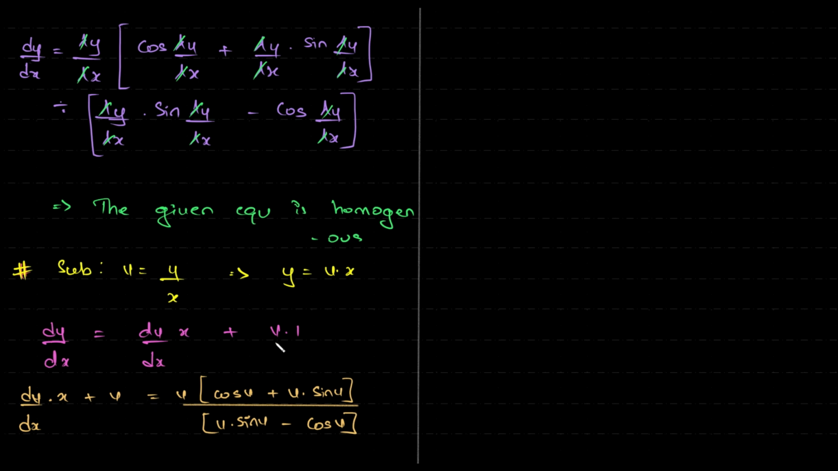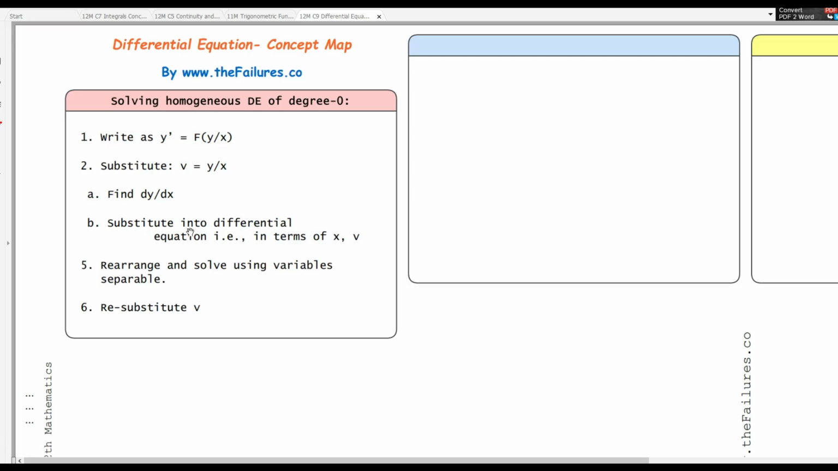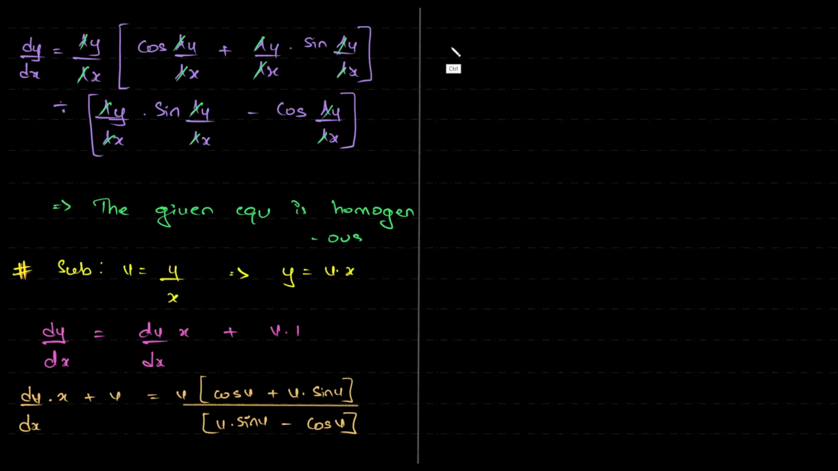Now we need to rearrange and solve using variable separable. So let's do that. So dv into x by dx is equal to, if I transpose v onto the right hand side, we need to take the LCM. So v, things will get cancelled. I'm opening up the brackets for that reason, divided by v sin v minus cos v.